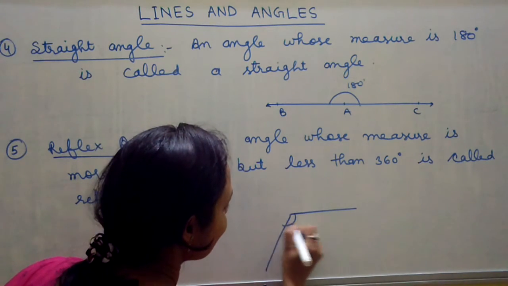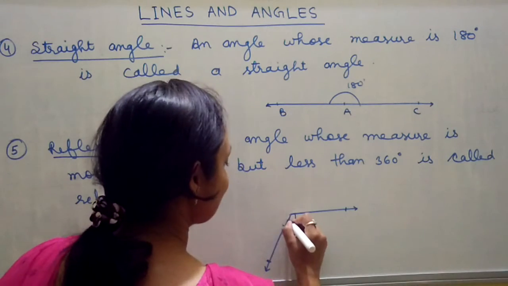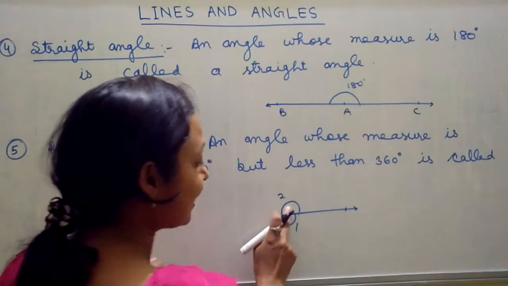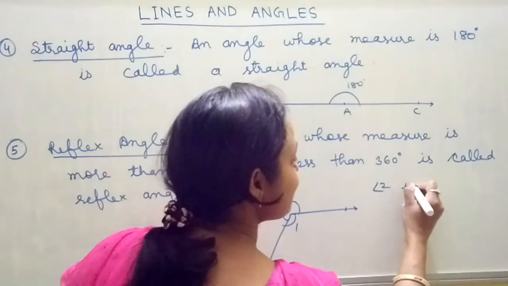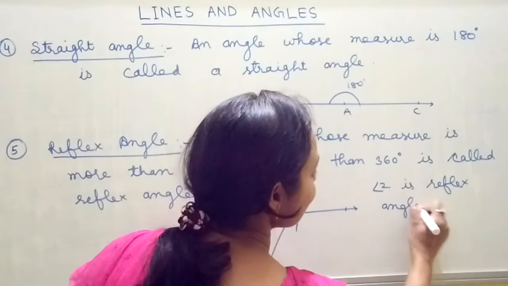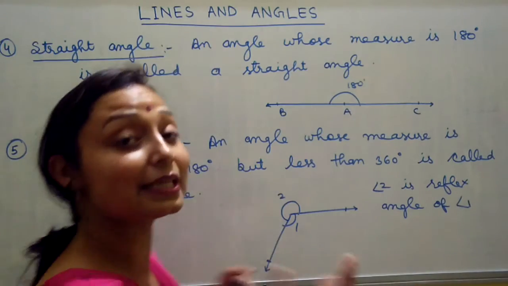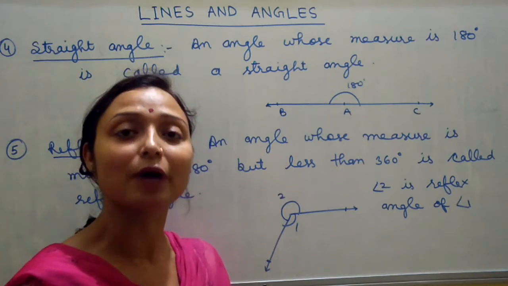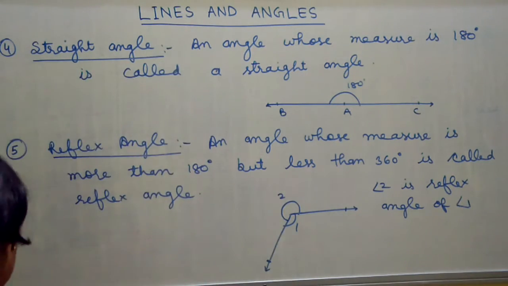This is angle 1 and this is angle 2. Angle 2 is the reflex angle of angle 1. So this is the reflex angle, which is less than 360 but more than 180. Okay, it is more than 180 degrees. Okay, now come to the next types.